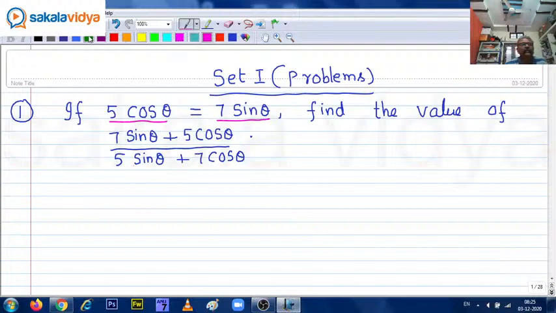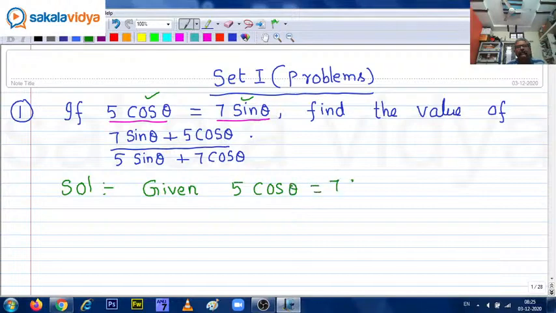See the solution now. We can do like this. First, write down the given data. Given: 5 cos theta equal to 7 sin theta. Bring sin theta to this side, 5 to that side. So this can be rewritten as cos theta upon sin theta equals 7 upon 5. So now we need to find this one.